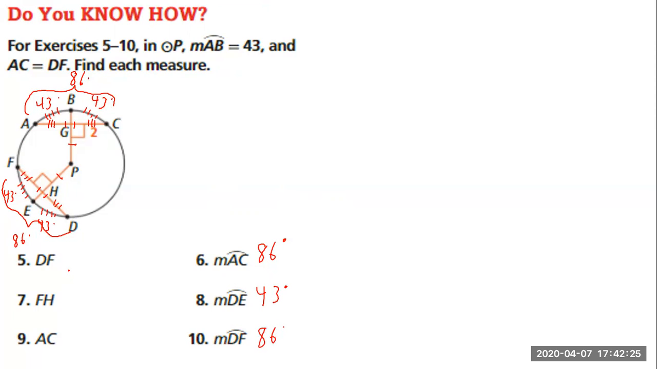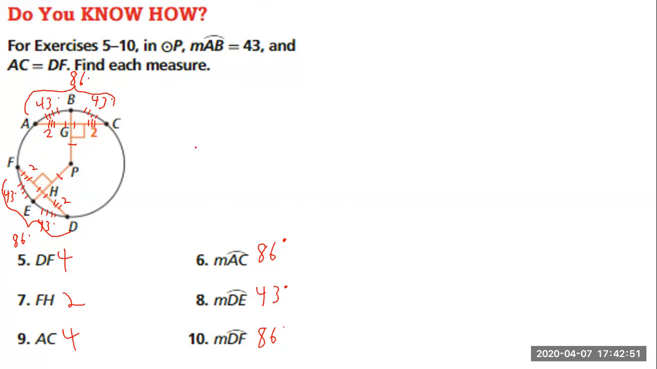Now we want the length of DF. Well, if we know that this piece is 2, we also know that this piece is 2, and this piece is 2, and this piece is 2. So we can go ahead and say that DF, the whole length, is 4, because we're adding those two pieces together, and we're getting 4. FH, that's half of it, it's going to be 2. AC, that's the whole length again, on the other line. But again, 2 plus 2 is 4.